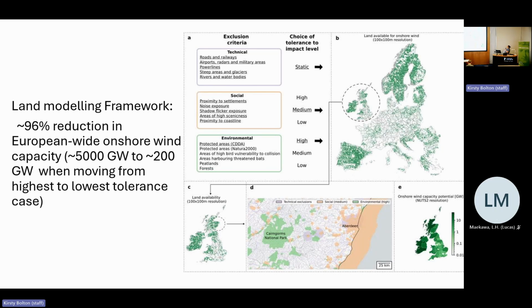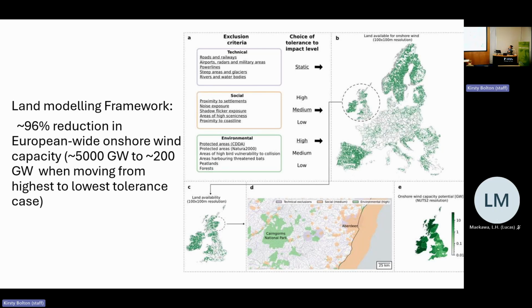because that's often where there's more opposition. For environmental scenarios, we have protected areas. And then we had our colleagues from YASA who developed a map of high vulnerability to bird collision. We also have a map of threatened bats. And then we also have different scenarios, whether we include or exclude peatlands and forests.